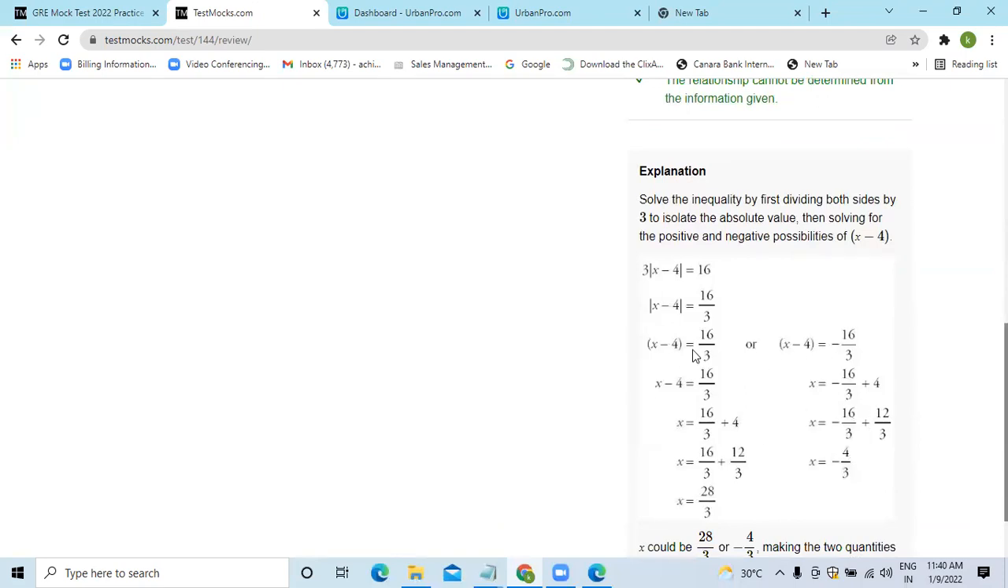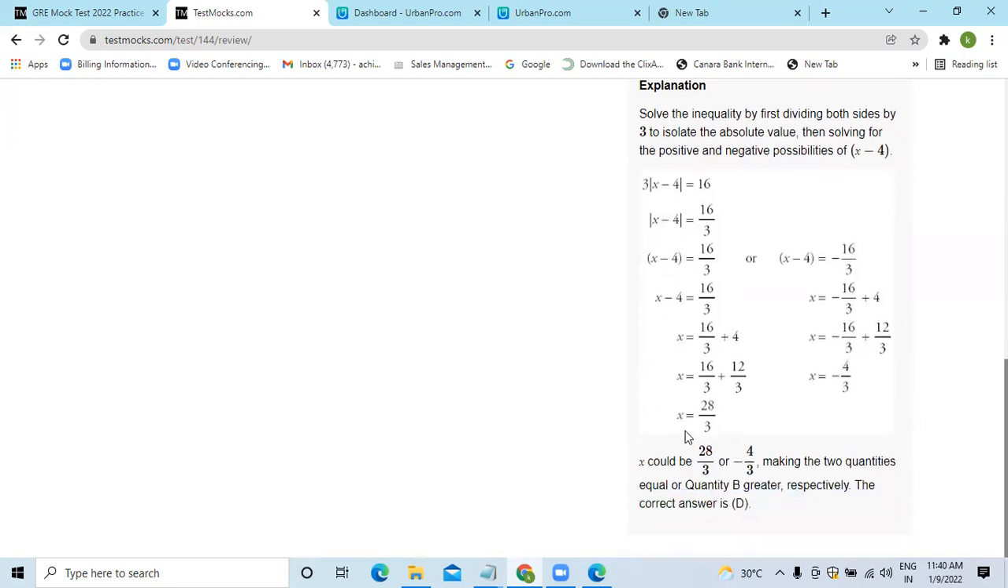Yeah, you could have both values, right? Of this, x minus 4 is 16 by 3, plus when you take this to the other side. So 16 by 3 plus 4 is 12 by 3, and x is equal to minus 4 by 3. And here you get x is equal to 28 by 3, right? Yes, sir. So both values, absolute value. So one value is 28 by 3, the other value is 4 by 3.